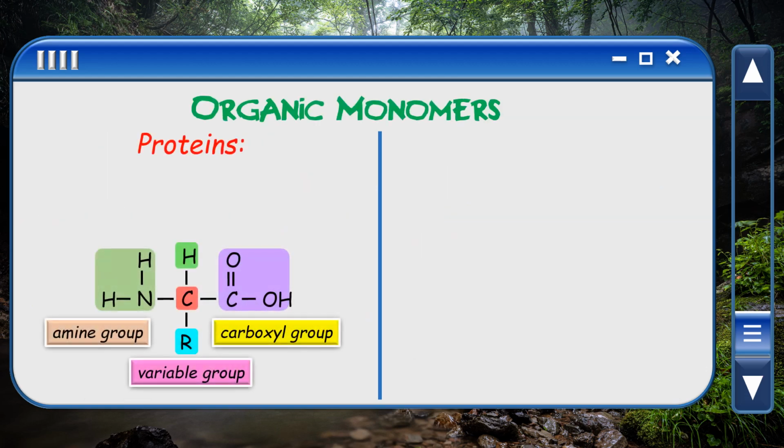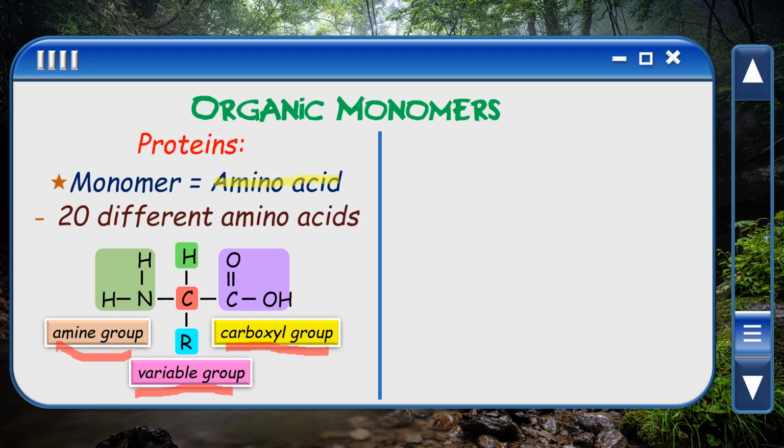Then we have the proteins. The monomers in the proteins are the amino acids. And when you look at your amino acid, it has the amine group, it has the carboxyl group, and the variable group. So we have 20 different amino acids. These 20 different amino acids are the ones that we are going to use to form the proteins that we have.